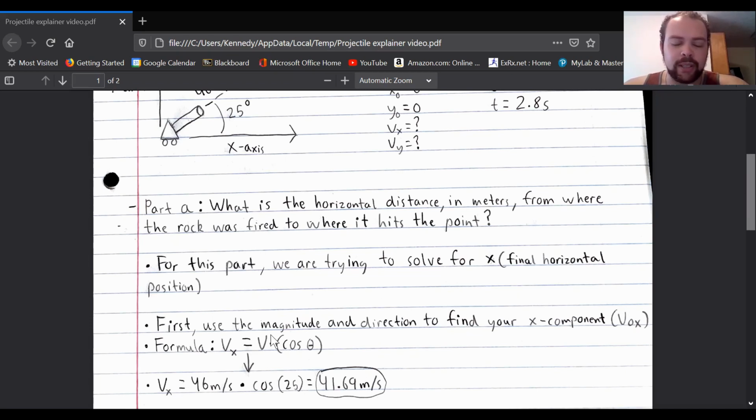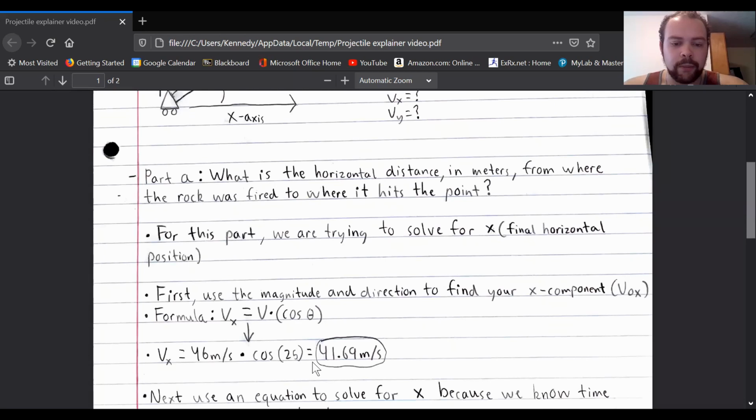So the formula we'll be using is this one right here. And it'll be using cosine of the angle, and you have to make sure it's cosine and not sine, because sine is for the Y component, and that could mess up the whole problem right at the start. So you want to make sure you're careful which kind of trig you use here. As you can see, I just plugged it in here, and it gives you 41.69 meters per second.